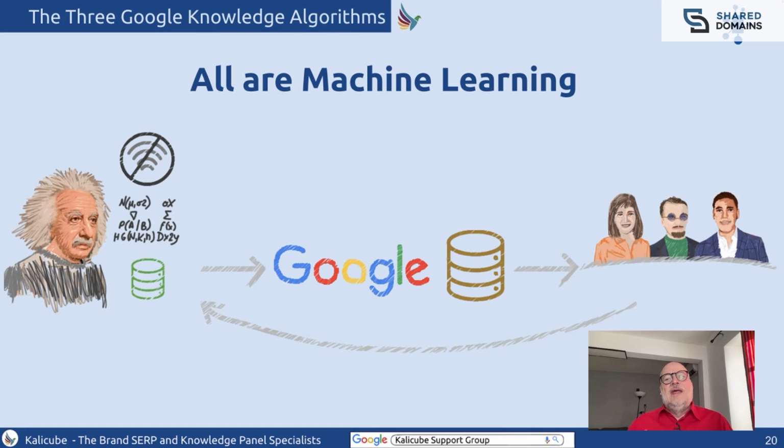Now at Kalicube, in terms of knowledge algorithms, we track these. So we know when Google are updating them, when the engineers have taken that data, tweaked the mathematical formula, pushed the data into the algorithm and pushed that algorithm, the new version of the algorithm, out into the wild.